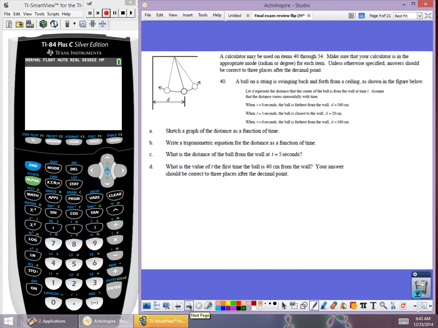Okay, so it says a calculator can be used. We want to make sure that we're answering correct to 3 decimal places. So we need 3 places after the decimal. We want to be careful about that.